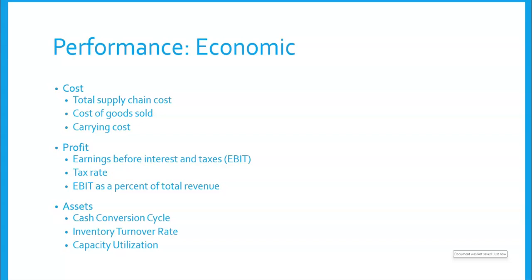And then our assets. So how do we use our inventory? What is our inventory turnover rate? How long does inventory sit on our shelves before it is sold? Our cash conversion cycle, and our capacity utilization. How well do we utilize the people that are working for us? If you remember from your textbook, the average capacity utilization that companies aim for is 80% capacity.